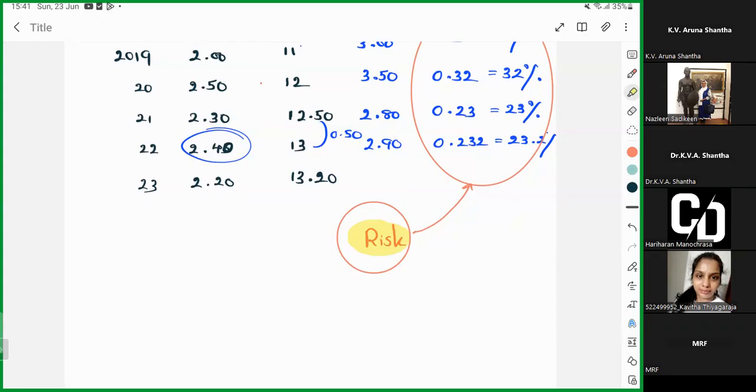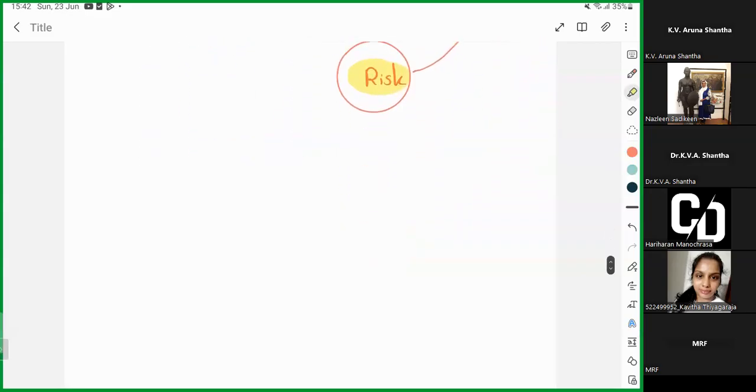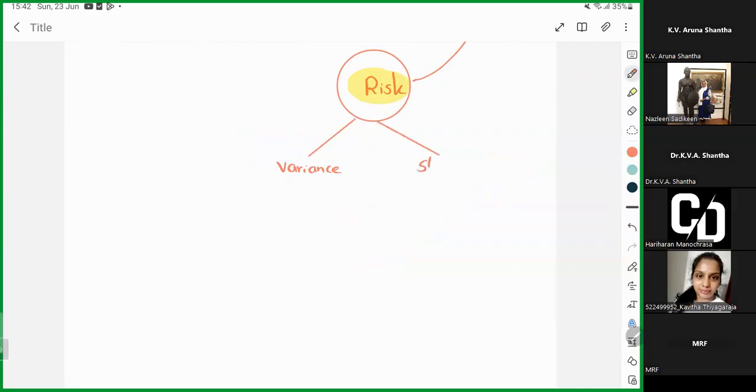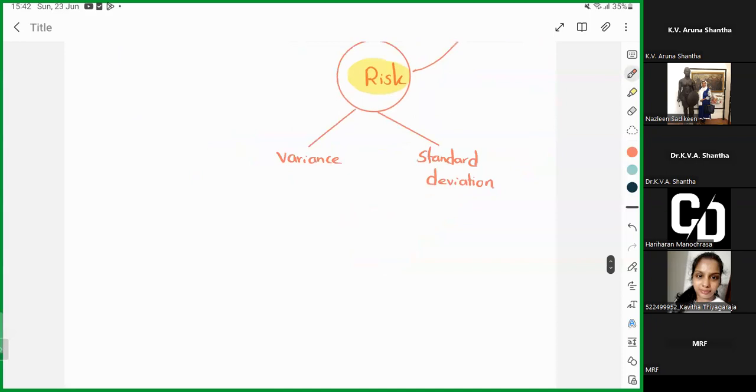So there are measures to estimate the risk. One measure is, you can estimate risk using variance and standard deviation. Right. Now you have the idea. Risk is the variability of rate of return. With that example, we have seen rate of return vary. So you can measure risk by using variance and standard deviation. Variance is indicated by sigma squared. Standard deviation is sigma.